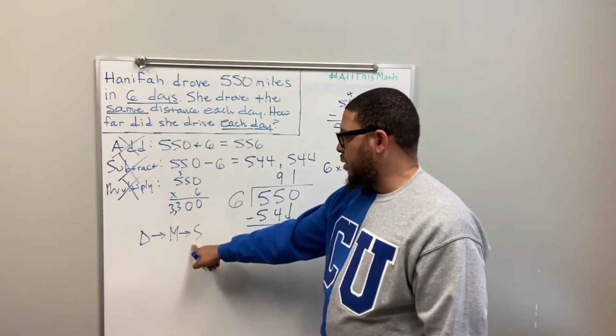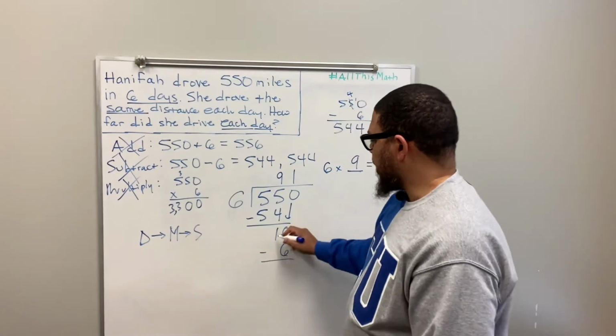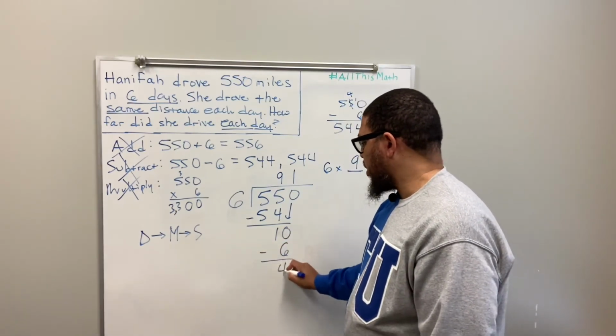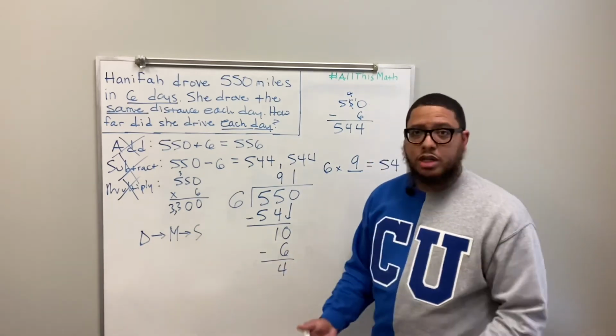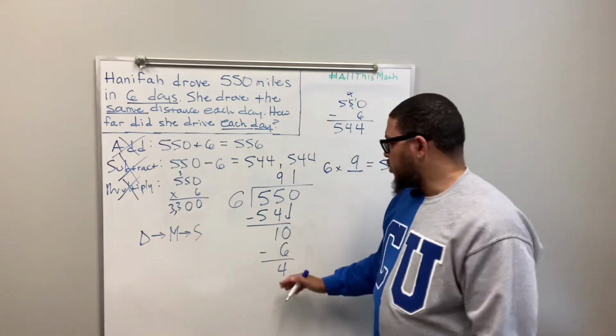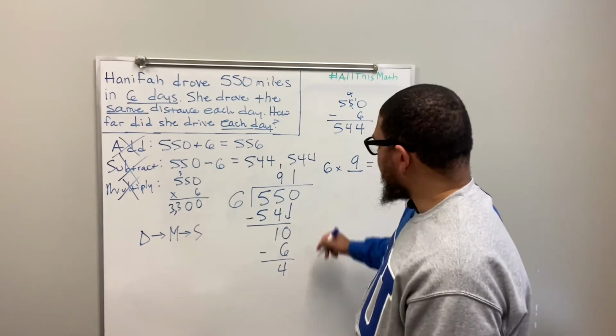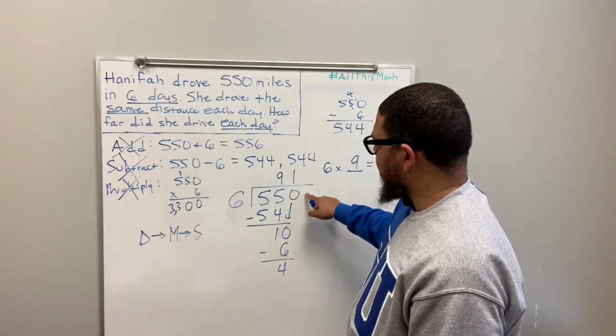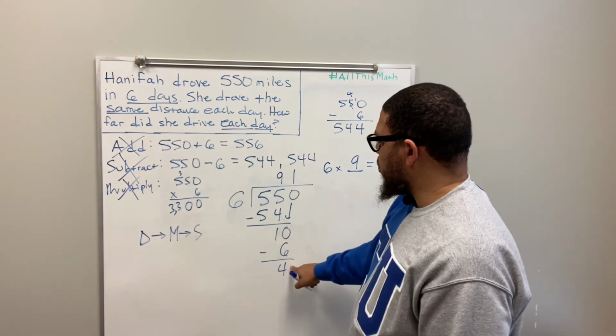And then last step, subtraction. So we got 10 take away 6. 10 take away 6 is 4. And that's because we know our subtraction facts, right? Now we look up here to the dividend. I don't see any other numbers up here, right? So that means that 4 is our remainder.